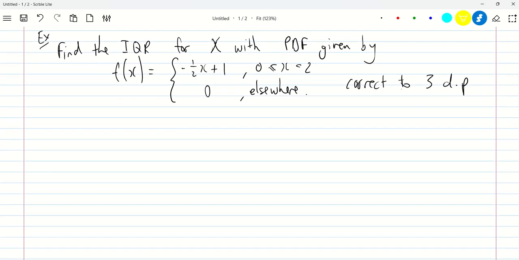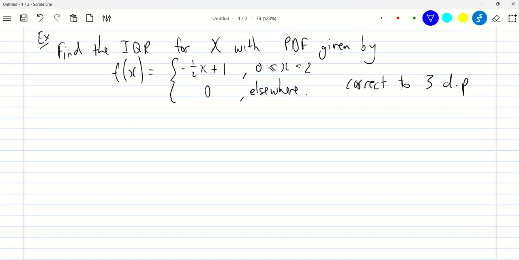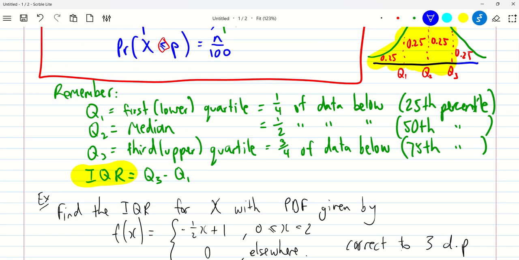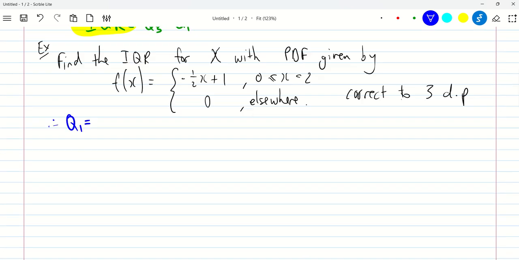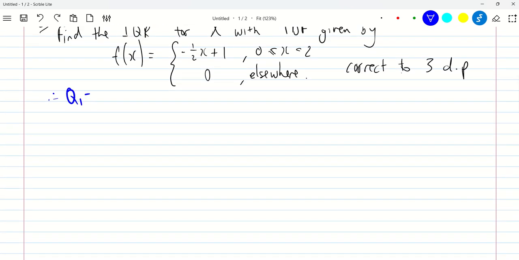So let's have a question to make it a bit clearer as to what we're doing. Find the IQR for x with the PDF given by that function there. So the PDF is there. Firstly, we want to find out what Q1 is. We need Q1 and Q3 to be able to figure out the IQR. Remember, Q1 is the 25th percentile. I'm not going to write equals, I'm just going to say I'm figuring it out.